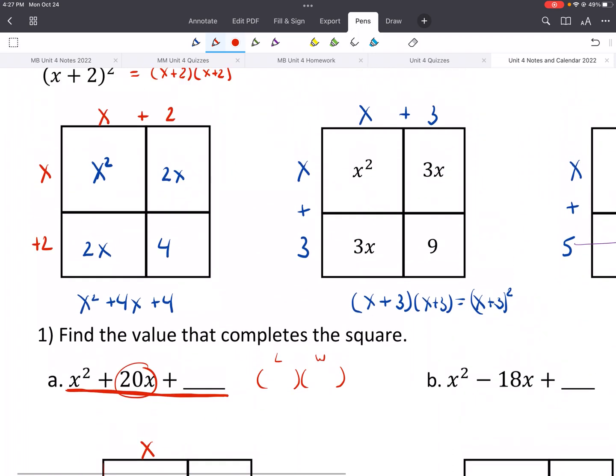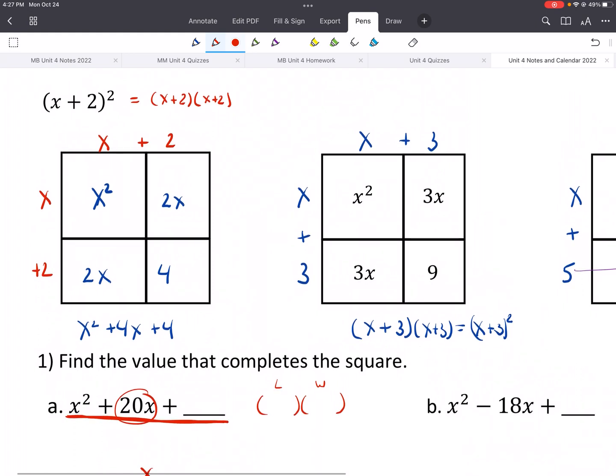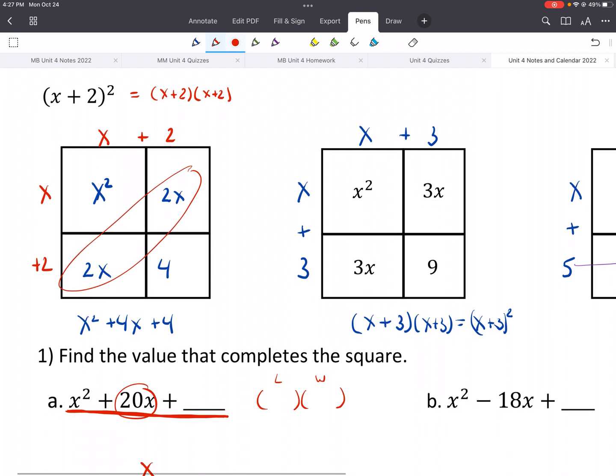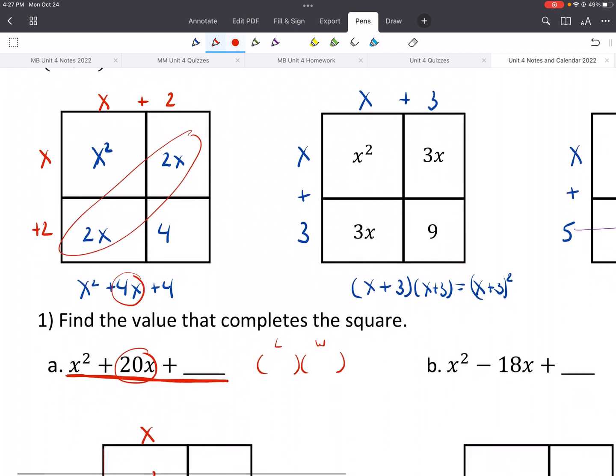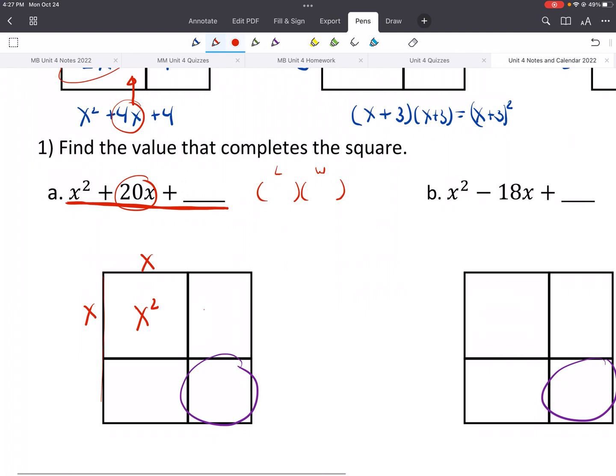Whenever we have just a number and a variable, it's always these two terms. So here, if we were to go this direction, we would need to split that middle term into two equal parts. This would need to be 10x and this would need to be 10x. That way, this would need to be 10 and this would need to be 10. That way it's a perfect square, right?